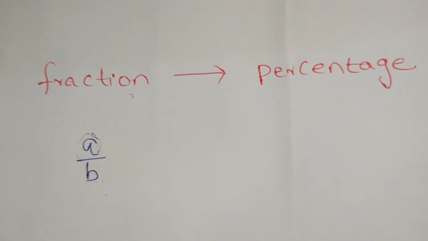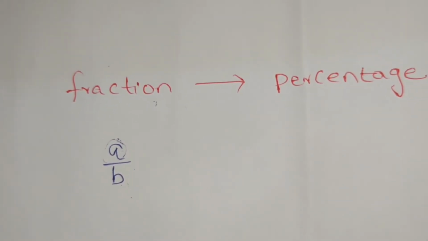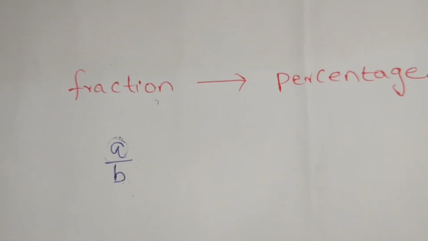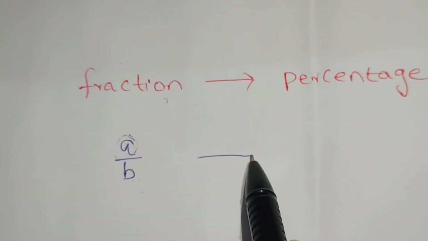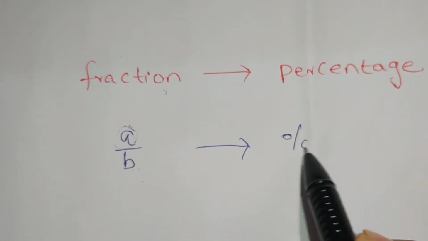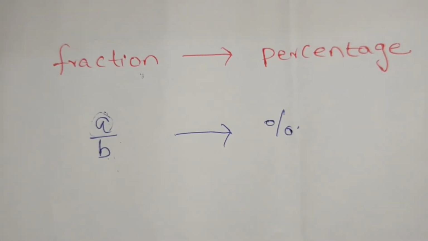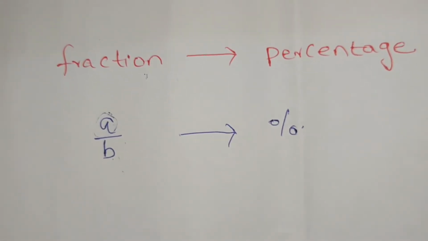Fractions are of many types: proper fraction, improper fraction, and mixed fractions. We can simply remember it as the ratio of A by B. We have to convert it into percentage. While converting it into percentage, the denominator value should be 100.